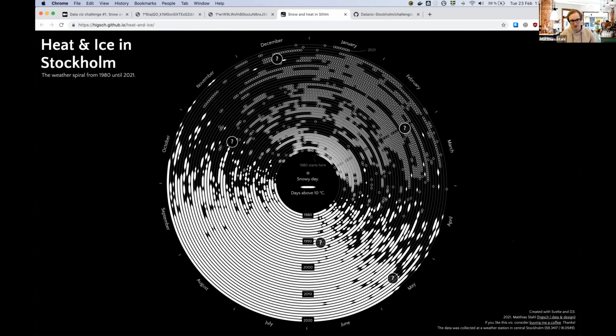And in general, some of you might know that from me, I love using circles in dataviz. So the spiral here is also a really nice implementation of circular radial data visualization.